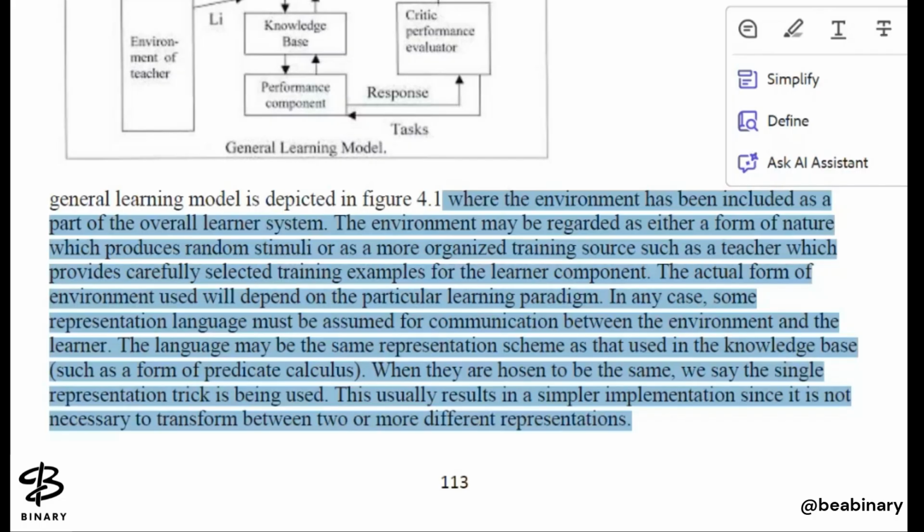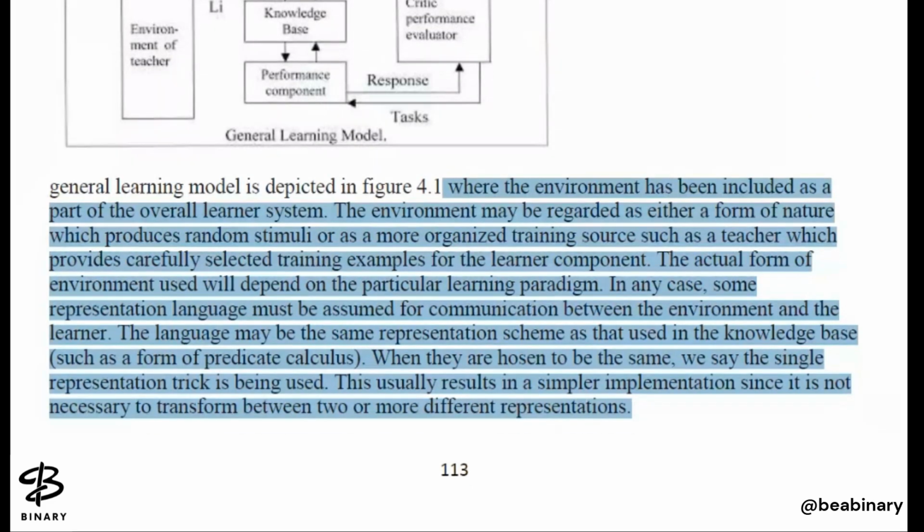What type of environment we are talking about depends on what type of learning is used by a system. In any case, some representation language must be assumed for the communication between the environment and the learner, and the language may be the same representation scheme as that used in the knowledge base, such as a form of predicate calculus. We have talked about all this. When they are the same, we say the single representation trick is being used, and this usually results in a simpler implementation, since it is not necessary to transform between two or more different representations. So this is your general learning model.